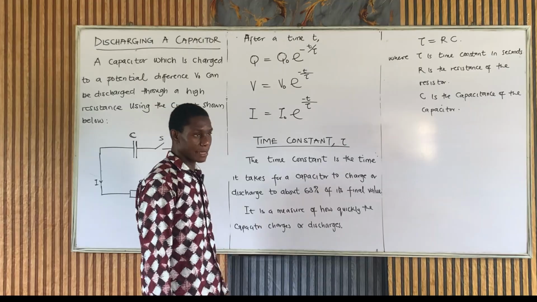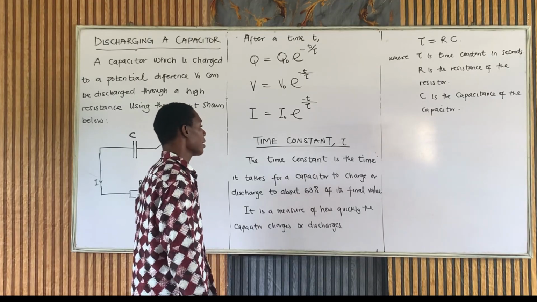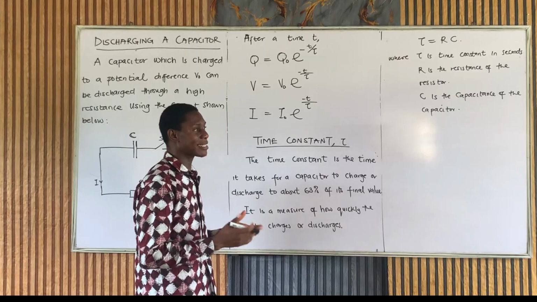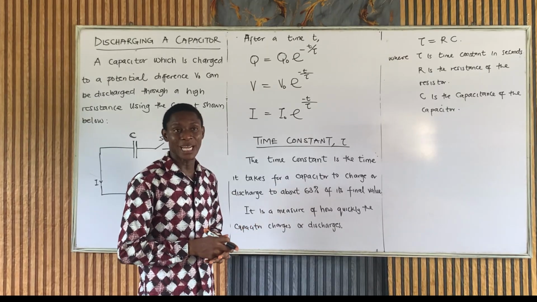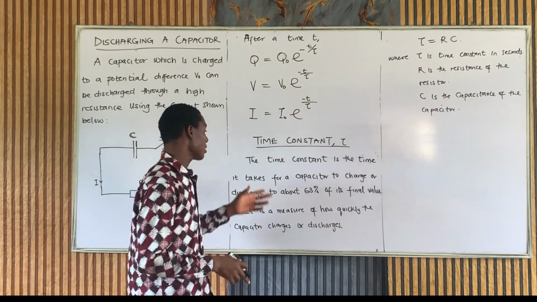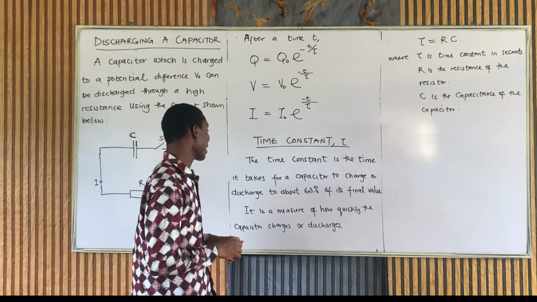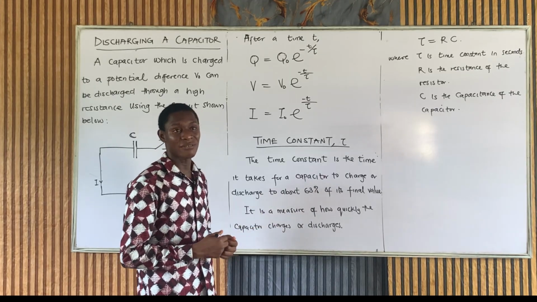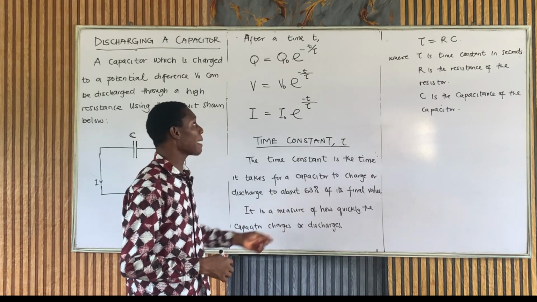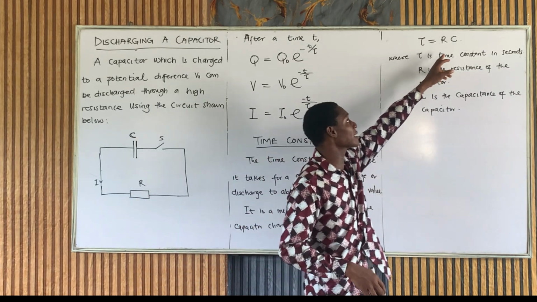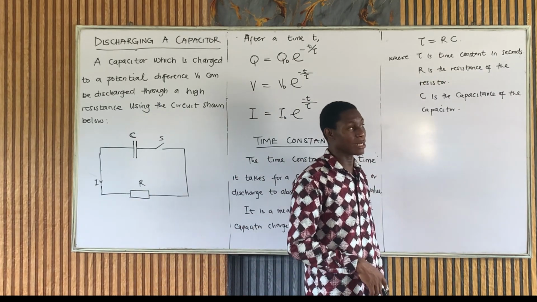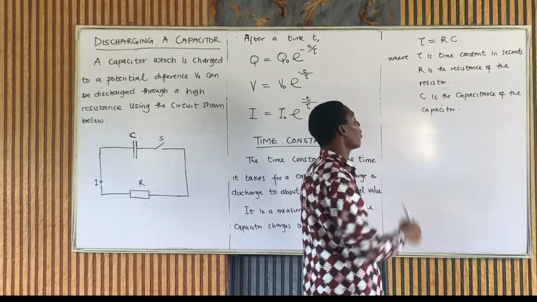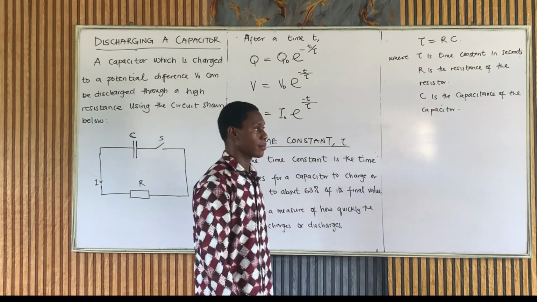Let's define time constant. Time constant measures how fast the capacitor charges or discharges. It is the time taken for a capacitor to charge or discharge to about 63% of its final value. Now, the time constant is given as resistance times capacitance, actually. The capacitance of the capacitor times the resistance of the resistor.